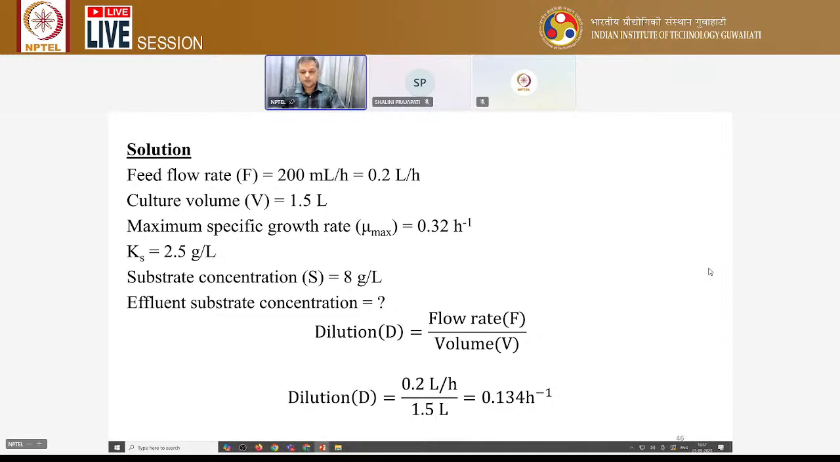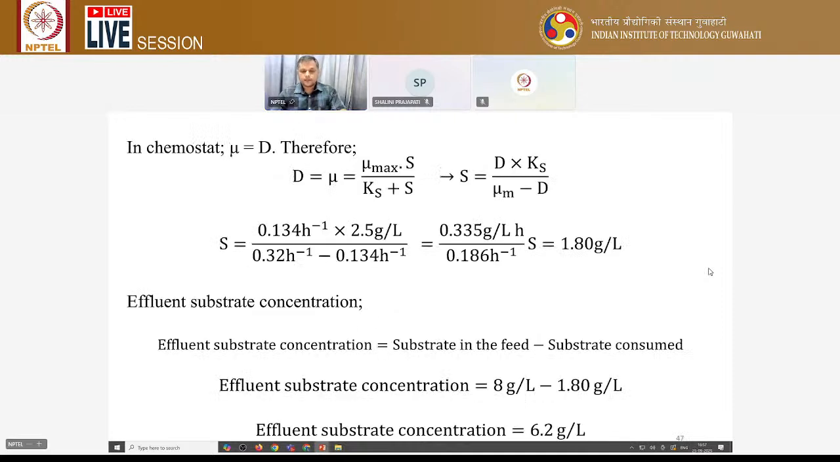So it is a simple mass balance here. So it says mu equals D and D equals mu, and mu is defined as mu max S upon Ks plus S. So from here, you can quickly get the value of S, and S is coming out to be 1.8 gram per liter. So 1.8 gram is in the bioreactor, the inlet is the 8 gram. What is going out will be 8 minus 1.8 equals 6.2 gram per liter.